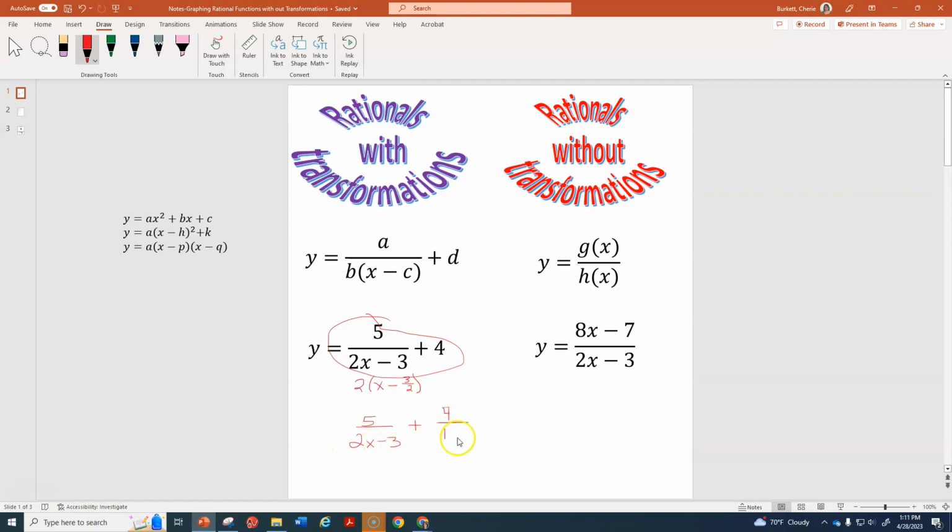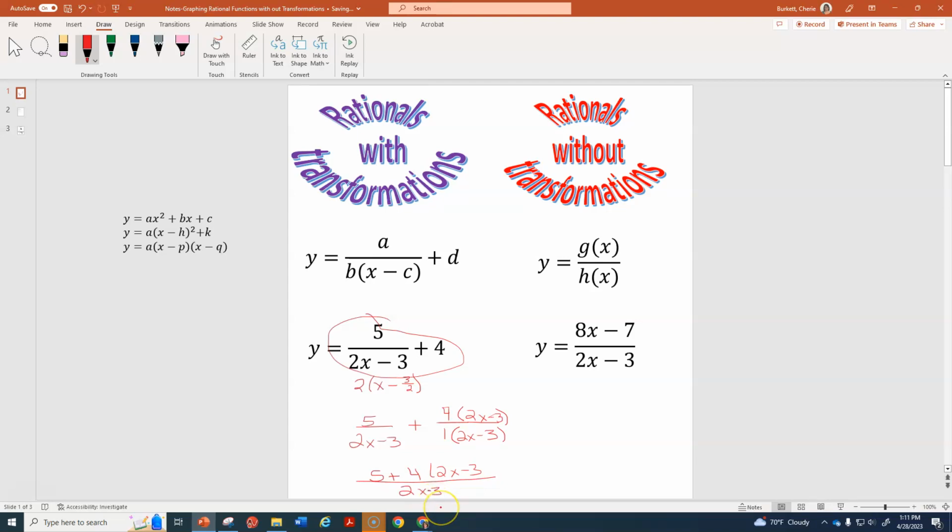So what this denominator needs is a 2x minus 3. So I'm going to multiply this side by 2x minus 3. And if I multiply the denominator by 2x minus 3, I have to multiply the numerator by 2x minus 3. So now my denominators are the same, so I'm going to add my numerators. And then my denominator is 2x minus 3.